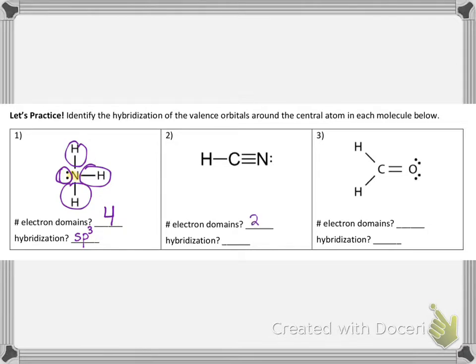Okay, well, HCN only has 2 electron domains. Remember, even though it's a triple bond, it still only counts as a single electron domain, so there's 2 in total. So that means this must be sp hybridized, because we only need 2 orbitals. The next one, formaldehyde, you should be getting pretty familiar with this one, has 3 electron domains, right? 3 bonding regions. So for hybridization, you need 3 orbitals, so it's going to be sp2.